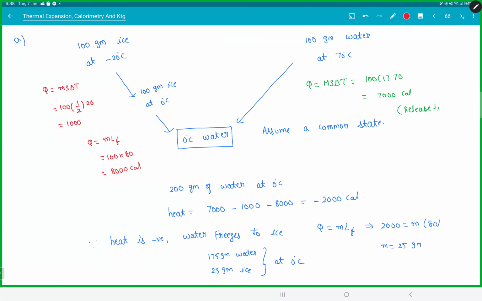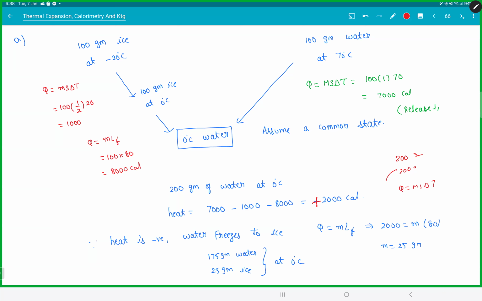Suppose instead of -2000, it is +2000, what will you do? You can ask yourself, I have 200 grams of water at 0 degrees and I'm giving you 2000 calories. Then what will happen? Temperature will rise. So we'll use Q is equal to MS delta T. Is that making sense? See, you get only three options. Either you'll get negative, then water becomes ice. If you get positive, then water will boil. If you get zero, my assumption is right. Answer question got over.